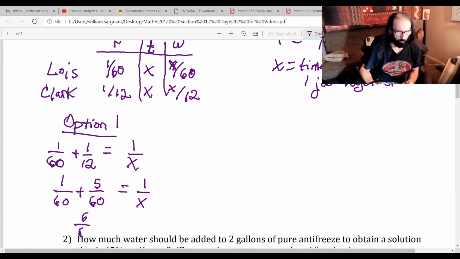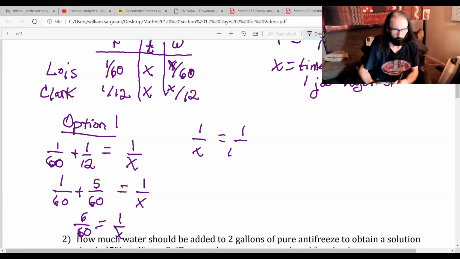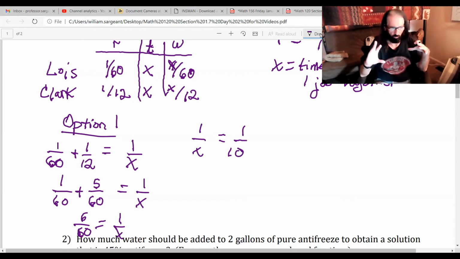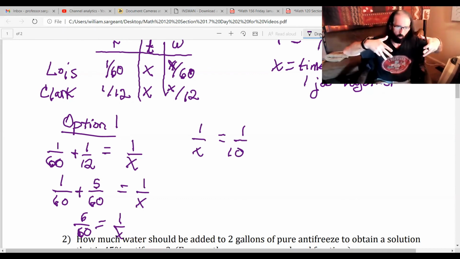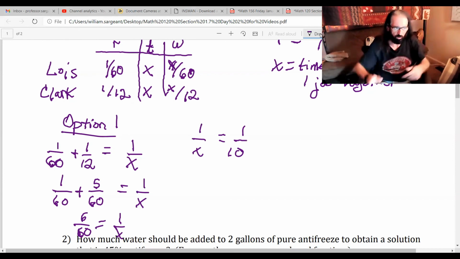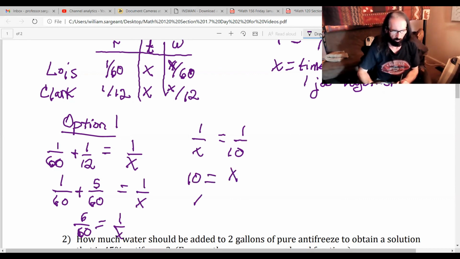And that reduces to 1/10. So 1 over X equals 1/10. The simplest way to deal with this would be to flip both fractions over and they will still be equal. But if you would rather cross multiply, 1 times 10 is 10, X times 1 is X, so X equals 10 minutes. So again, what I did here was I combined the rates.